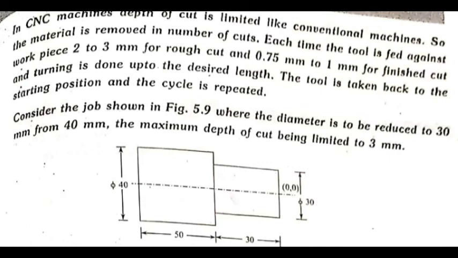So consider the job as shown in the figure, where the diameter is to be reduced to 30 mm from 40 mm, the maximum depth of cut being limited to 3 mm. So see this diagram. The part program for this component is given below. So first step N01, G90, G71, G94, feed, speed, tool 1, end of the block. Rapid mode X41, Z1, M03. M03 means it's a spindle start.